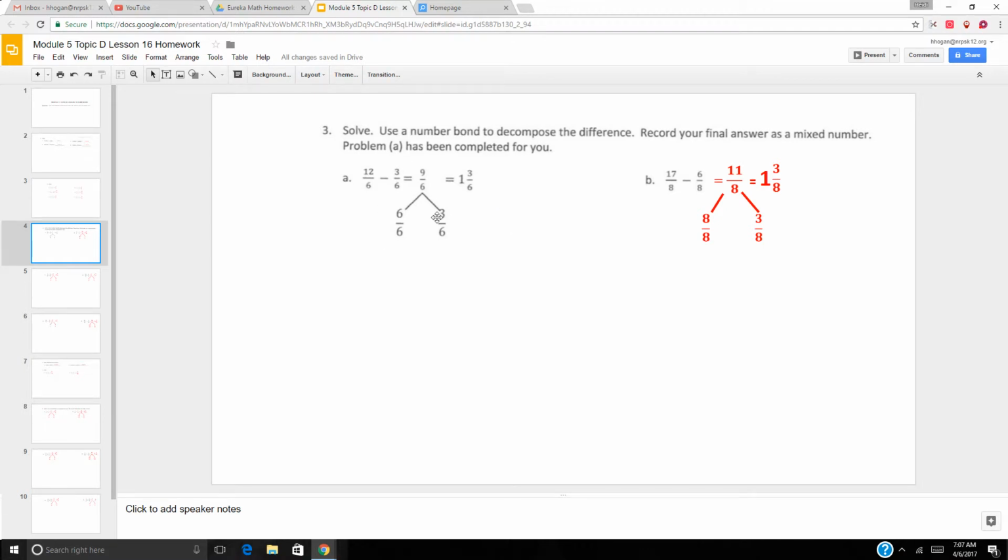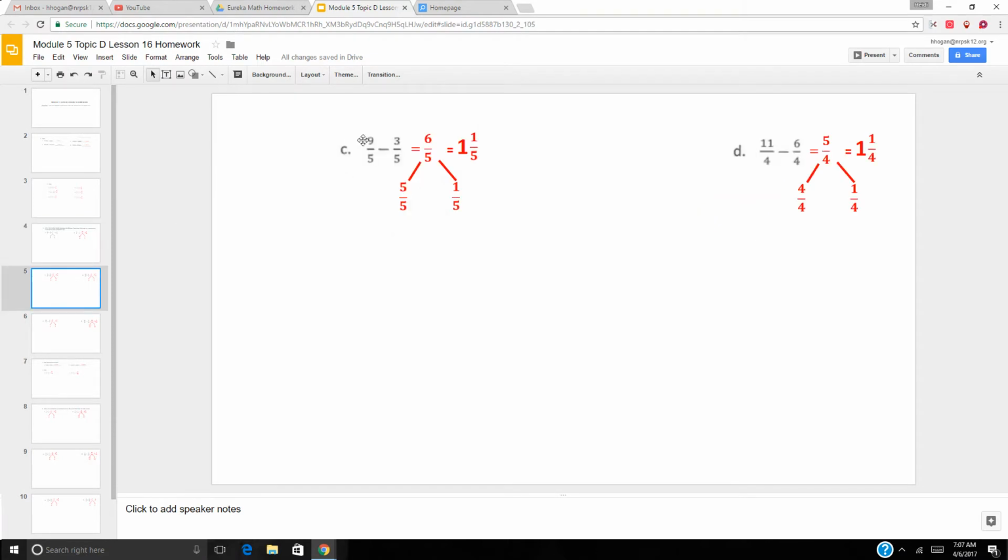And they gave you an example here of what it should look like. So 17 eighths minus 6 eighths. Well, 17 minus 6 is 11, so 11 eighths. So we make our number bond. We have 8 eighths, which make a whole. 8, 9, 10, 11, that's 3 eighths. So it's 1 and 3 eighths. 9 minus 3 is 6, and they're fifths, so 6 fifths. So 5 fifths is the 1, and 6 minus 5 is 1, so 1 fifth, so 1 and 1 fifth.